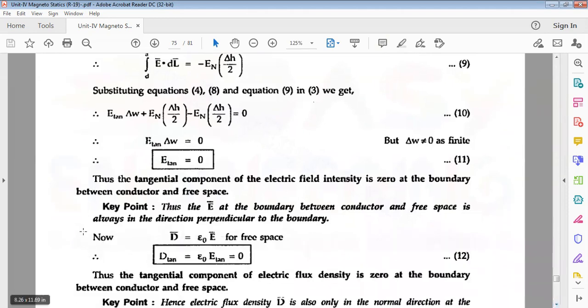And from the relation, we know that D bar is equal to epsilon into E bar for free space. D tan is equal to epsilon into E tan, that is also 0. Thus, the tangential component of electric flux density is 0 at the boundary between conductor and free space. Both the tangential component of electric field and the tangential component of electric flux density are zeros.